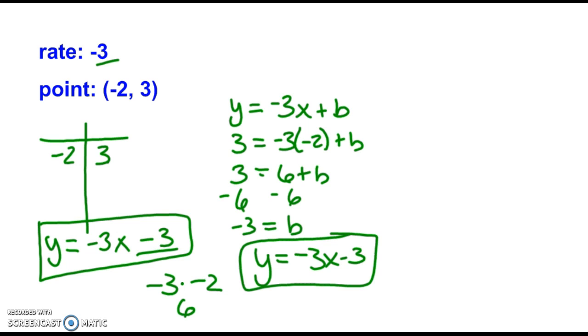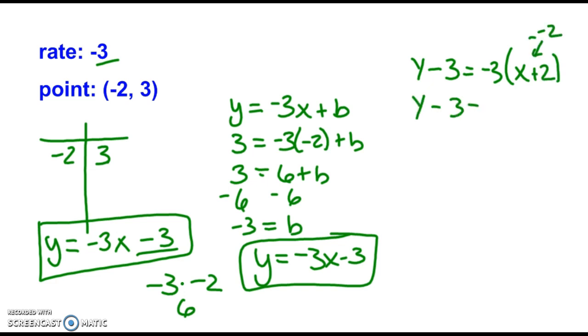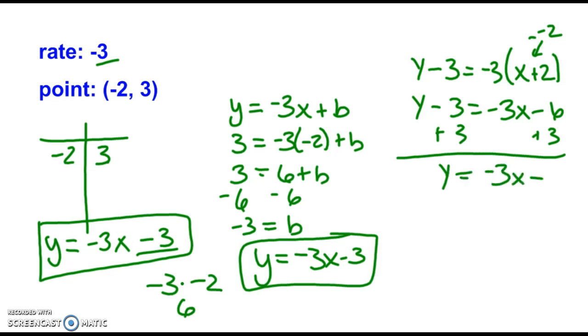Point-slope. I'm going to do y minus the y value equals my rate times x minus my x value. Remember, minus a negative turns into the plus. I am going to simplify this, and then isolate the y, and I get negative 3x minus 3. All three result in the same exact equation.